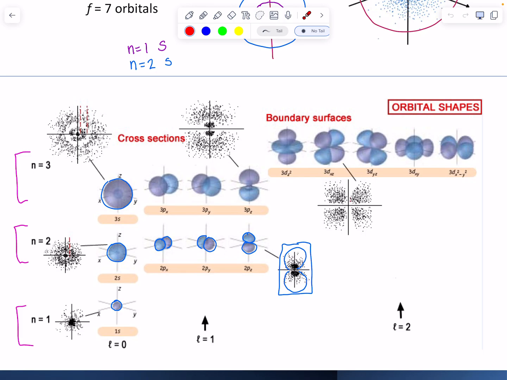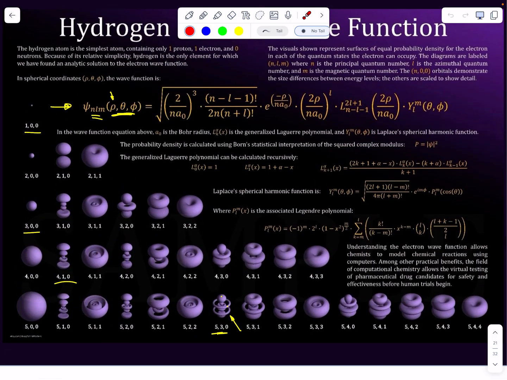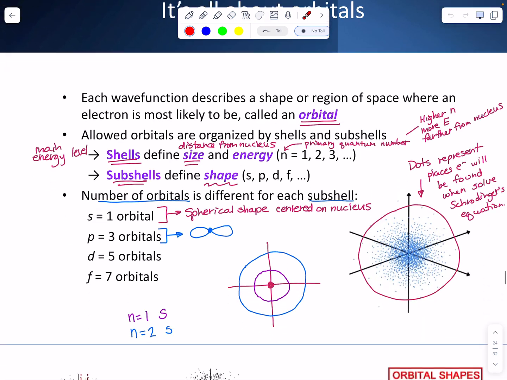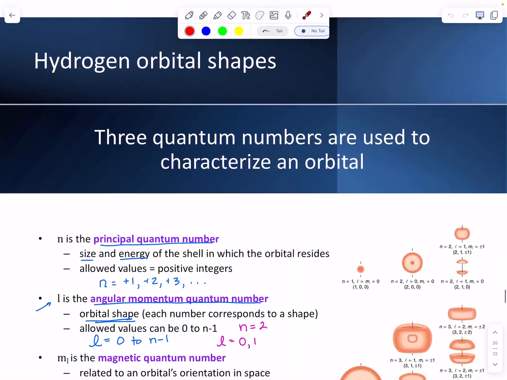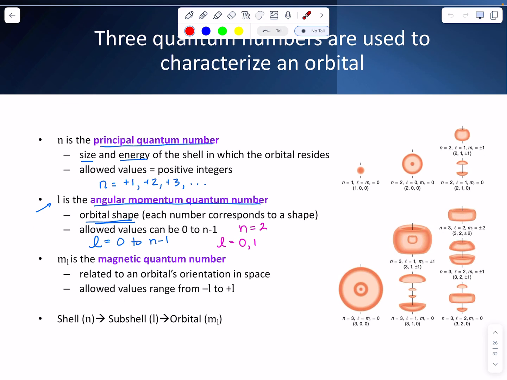When you get to f orbitals, we've got this infographic here that I had shown. When you get to f orbitals, you get much more complicated, weird shapes. So we're just going to talk about the basic shapes of the s, the p, and the d orbitals. All right, so that's enough about orbital shape, and that's what the second quantum number tells us.